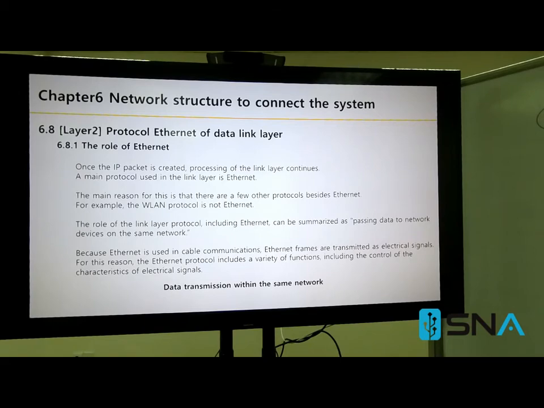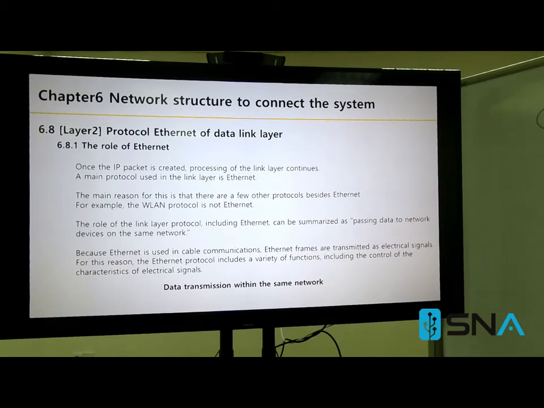For example, the WLAN, how can I say WLAN? Wireless. Wireless? WLAN. Yeah. Local wireless. Okay. WLAN protocol is not Ethernet.